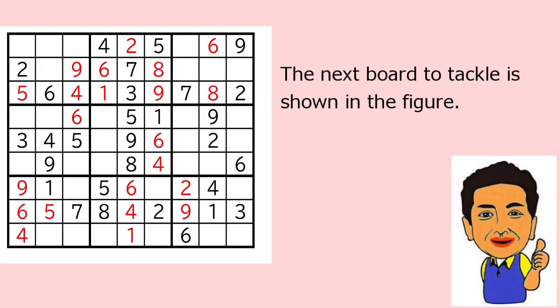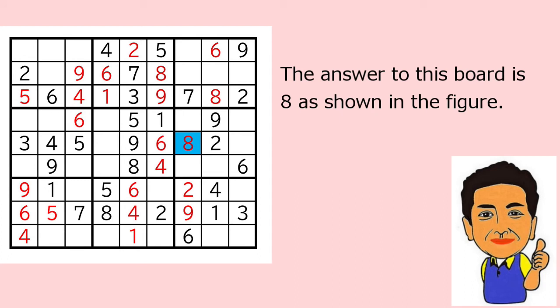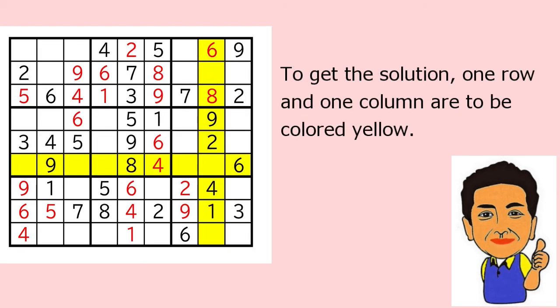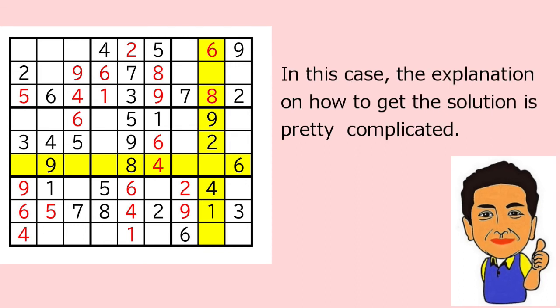The next board to tackle is shown in the figure. The answer to this board is 8, as shown in the figure. To get a solution, 1 row and 1 column are to be colored yellow. In this case, the explanation on how to get a solution is pretty complicated.